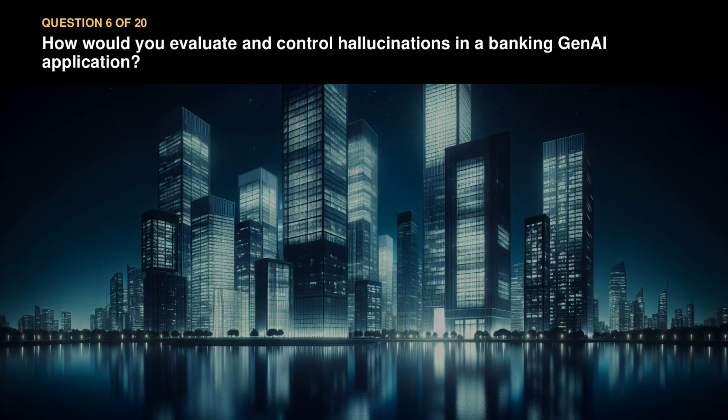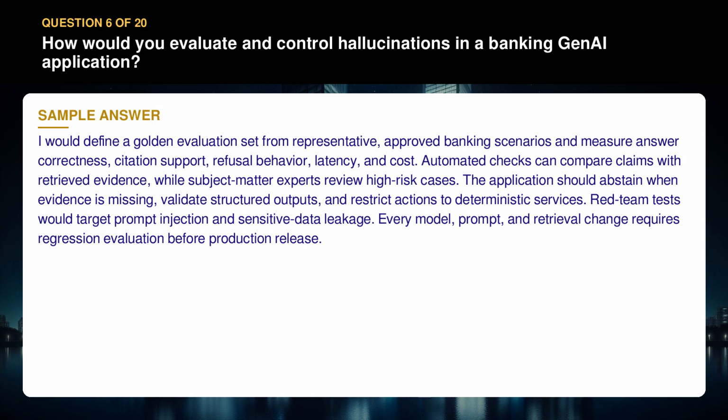Question 6. How would you evaluate and control hallucinations in a banking GenAI application? I would define a golden evaluation set from representative, approved banking scenarios and measure answer correctness, citation support, refusal behavior, latency, and cost. Automated checks can compare claims with retrieved evidence, while subject matter experts review high-risk cases.